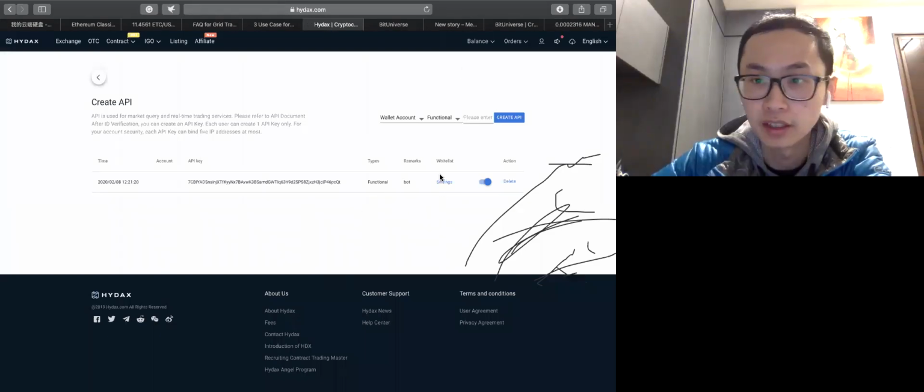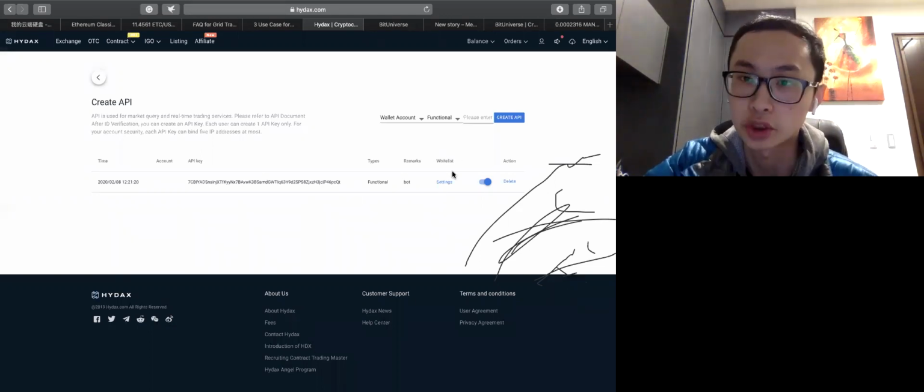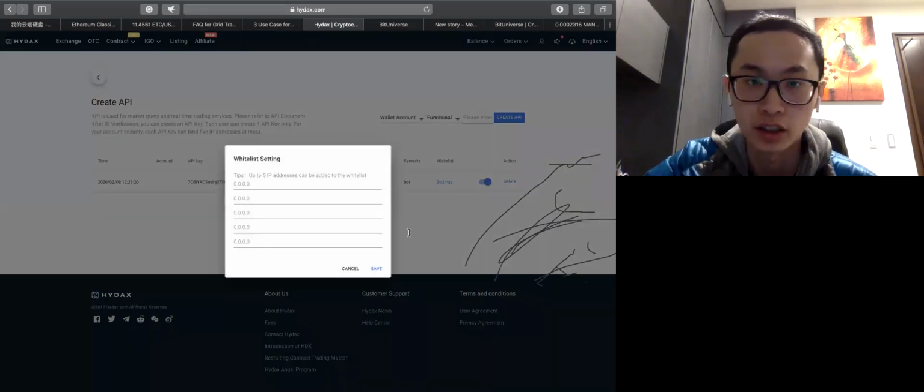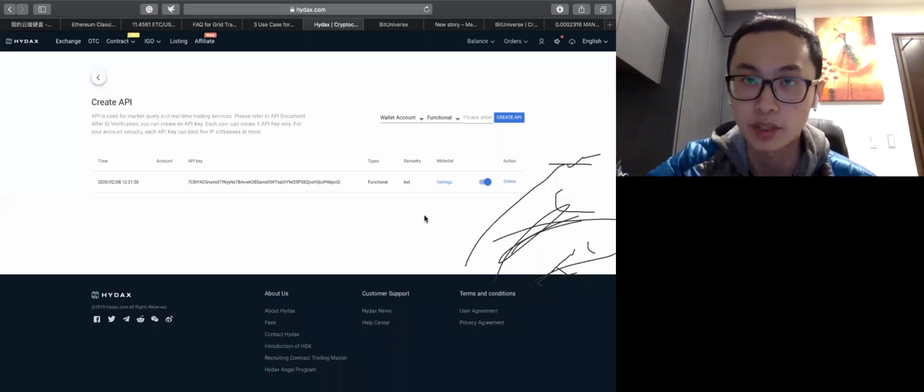Right, there's another thing, because some of the users ask whether they should whitelist their API keys. For Hydax, we could whitelist the IP address for these API keys, but we don't need to do that, because after you import the API keys, they are stored in the BitUniverse server, and we have hundreds of servers, so we don't have a static API IP address. So just leave this part blank and don't whitelist your API keys.